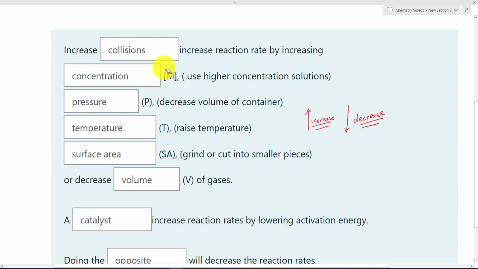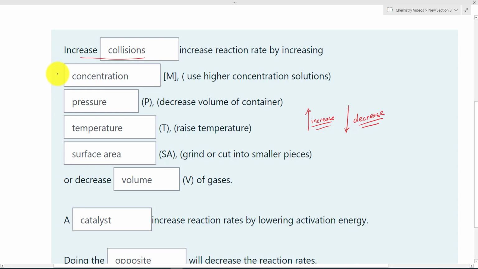And one thing you have to always remember is that when we increase collision, we increase the rate. Okay, so whatever you're doing, making changes, you have to visualize in your mind: is this increasing the collision between the molecules or the atoms in your sample? If that's the case, it is increasing the reaction rate. And here are the following things that you can do to increase the collision.